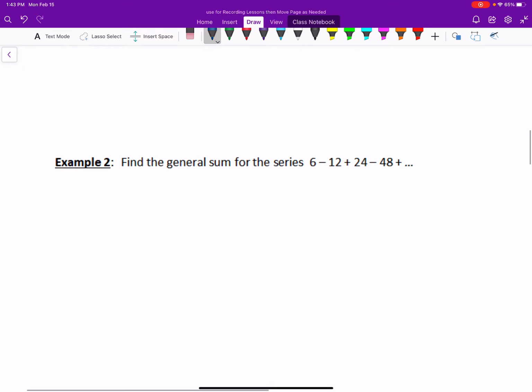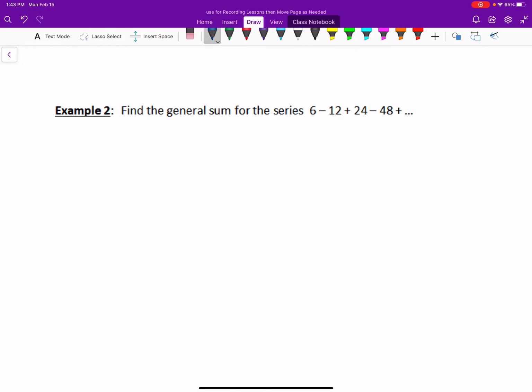And the next example, find the general sum for the series 6 minus 12 plus 24 minus 48, etc. So this one, by the general sum, this wants to find the formula S sub n. So again, what do we know in this case? Going from 6 to negative 12, if we think about multiplying, that would be multiplying by negative 2. Negative 12 to 24, multiply by negative 2. So we do have a common ratio again. R equals negative 2. And of course, we know the first term, which is 6.